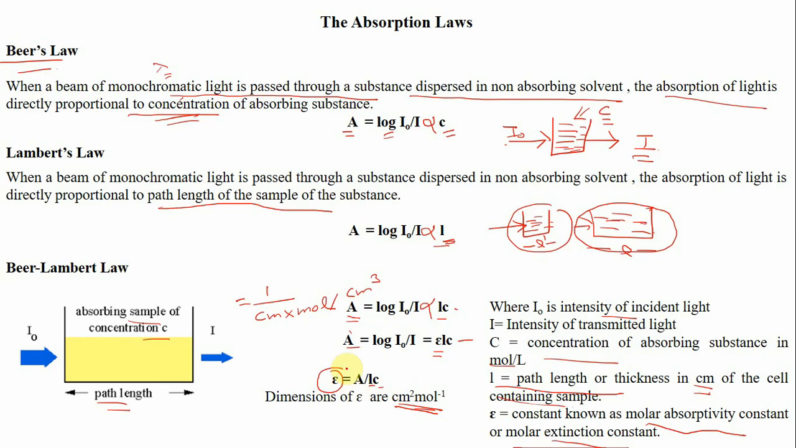Moreover, this epsilon or absorptive constant can also be used to determine whether absorbance is very strong or weak. If the value of epsilon is more than 10 raised to power 6, it is called very high absorbance. And if it is less than 10 raised to power 4, it is called weak absorbance.